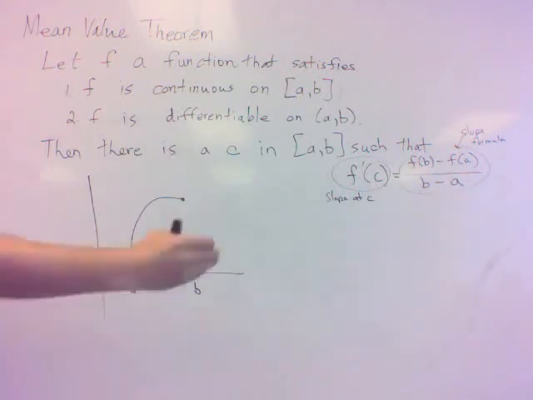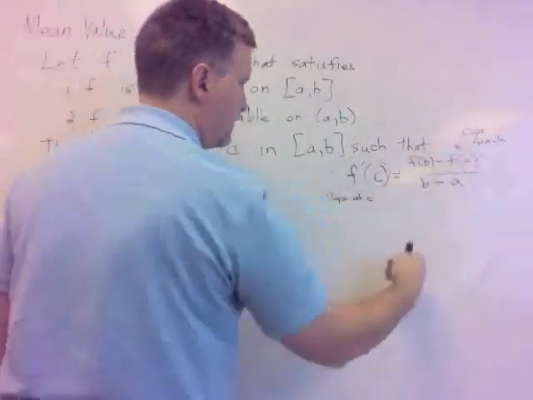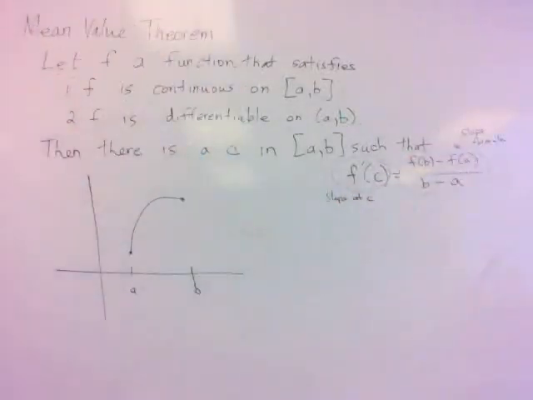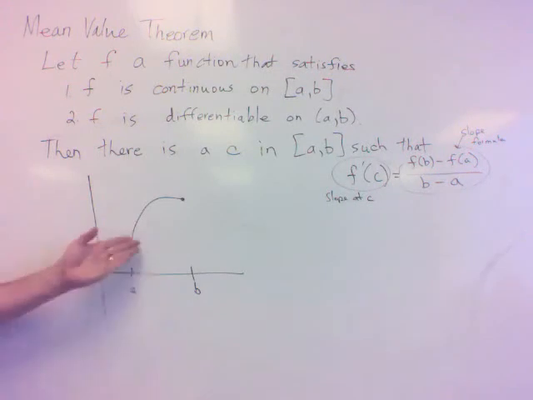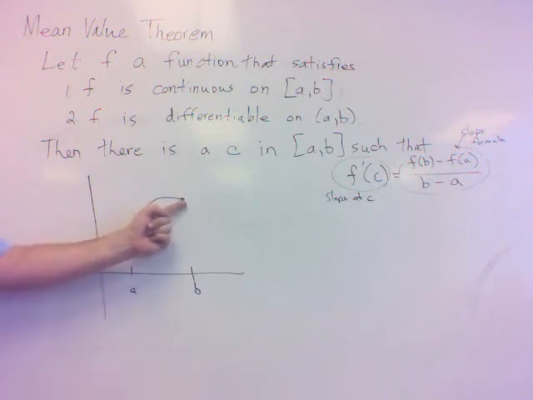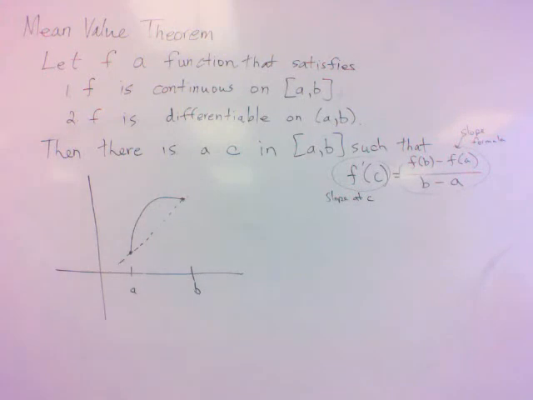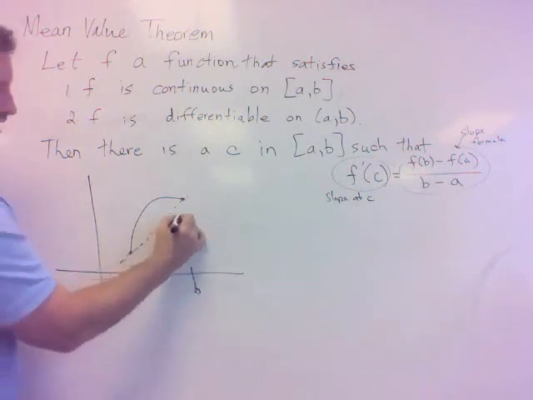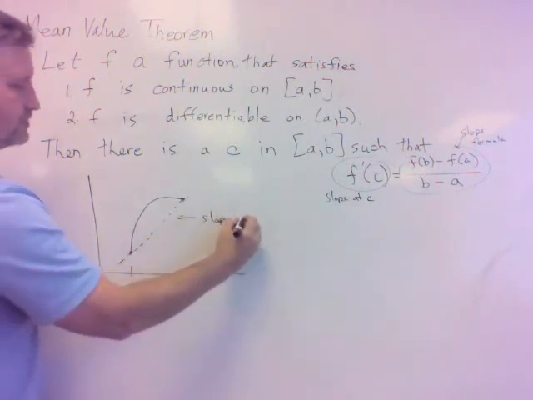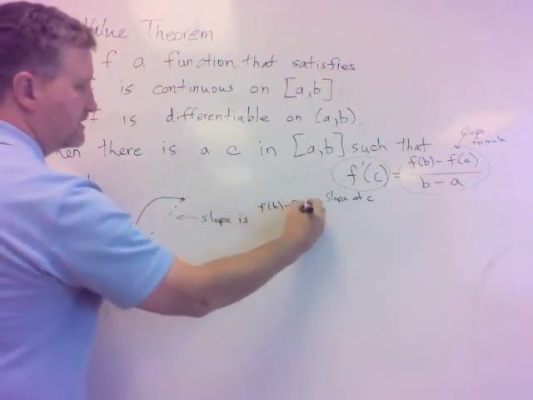What does this mean? Well, first of all, let's take this. f of b minus f of a over b minus a. We've already established that's just the slope of the line basically between these 2 points, right? It's the slope of the line between the point at a and the point at b. So that the slope of that equals f of b minus f of a over b minus a.